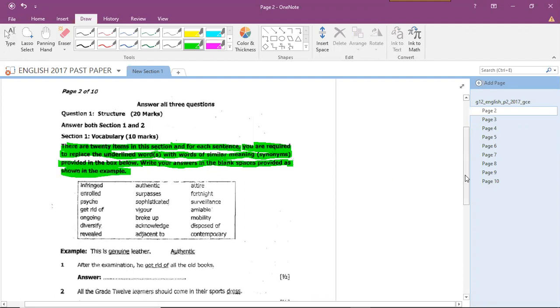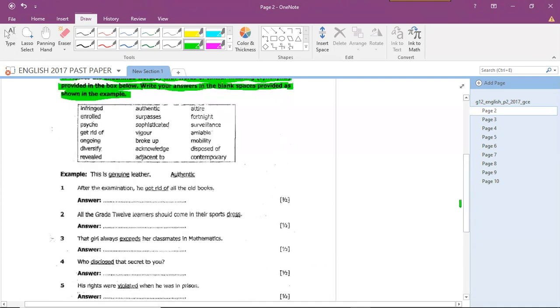So here we have got a box of synonymous words that have a similar meaning to the words in the following sentences. And our words here, we have got infringed, enrolled, psych, get rid of, ongoing, diversity, revealed, authentic, surpasses, sophisticated, vigor, broke up, acknowledged, adjacent to, attire, fortnight, surveillance, amiable, mobility, disposed of, and contemporary.